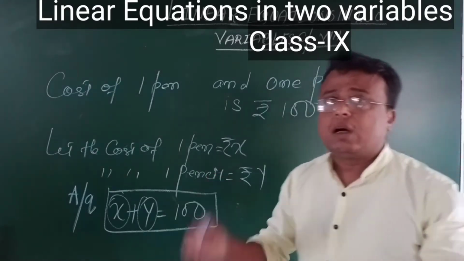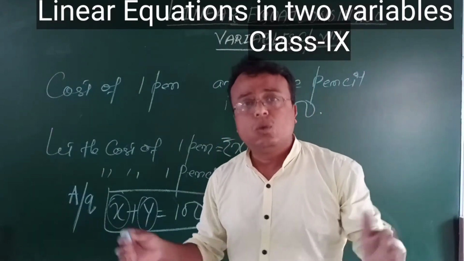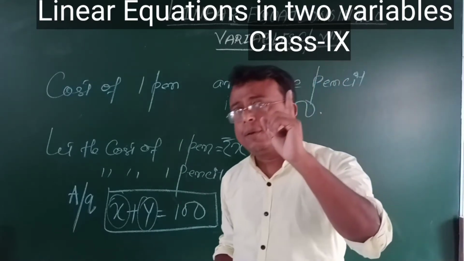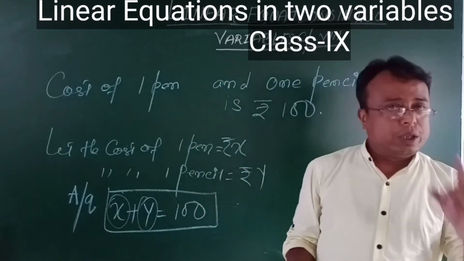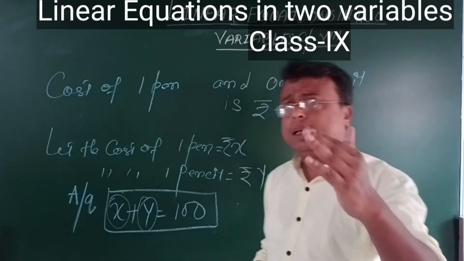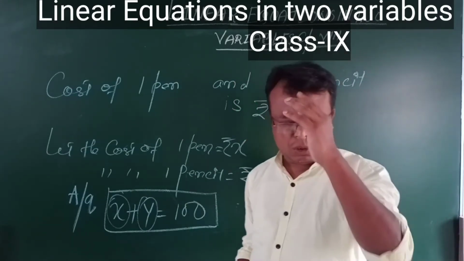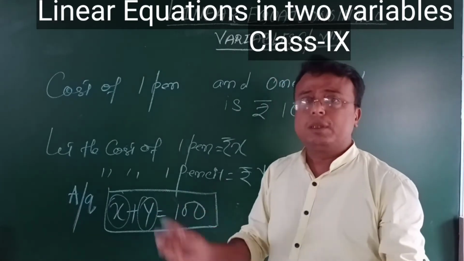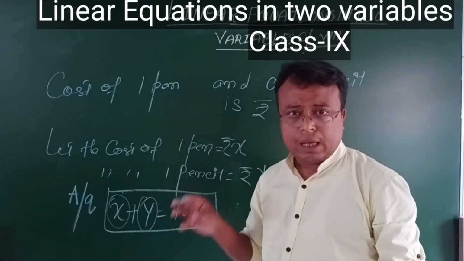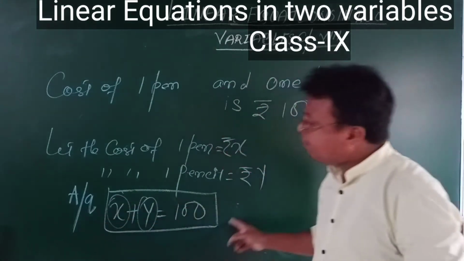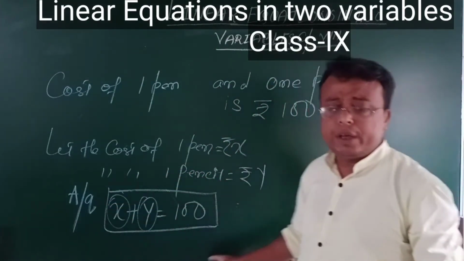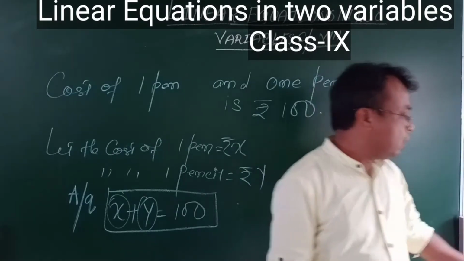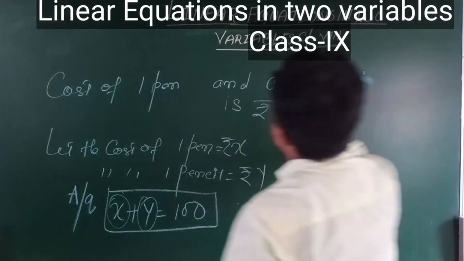I hope you understood what a linear equation in two variables is. In a linear equation, the degree should be 1, and two variables means two different types of variables are there. So this is an example of a linear equation in two variables. Let us discuss more about this.